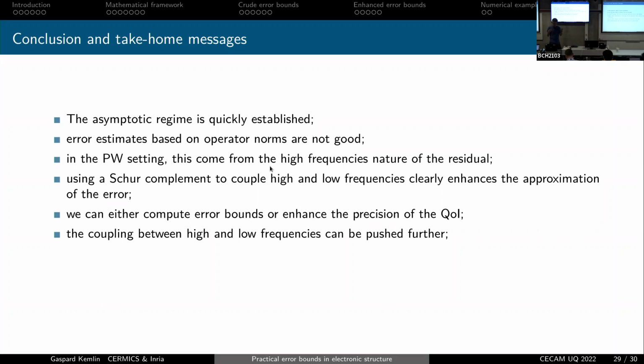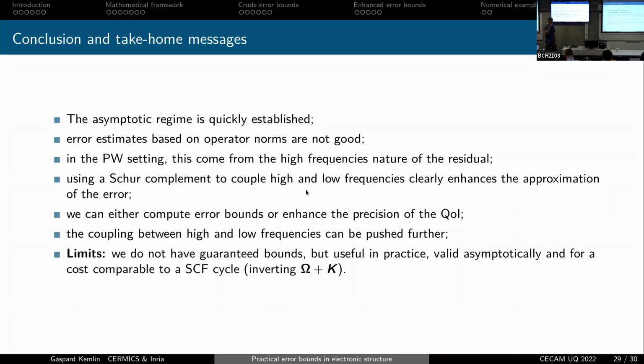And also, if we want to, and we can pay more computational time, we can also couple again one step further, low and high frequency, to improve the quality of the estimate. The limit of this is that we don't have guaranteed bounds, so we don't check the requirement of having a bound that is always true, but it's asymptotically true. And in practice, it's useful because the expensive cost is the inversion of the Jacobian on the low frequency space, and it's not more expensive than, for instance, an SCF cycle if you solve it like that.